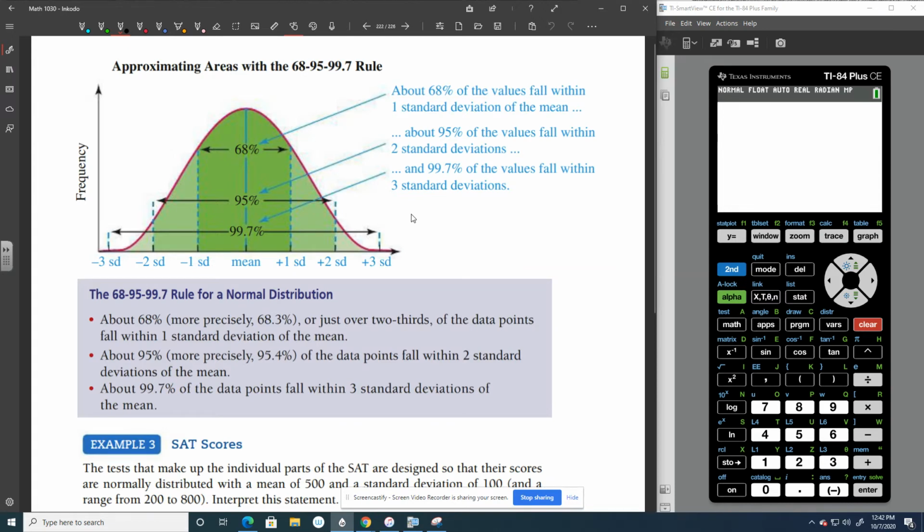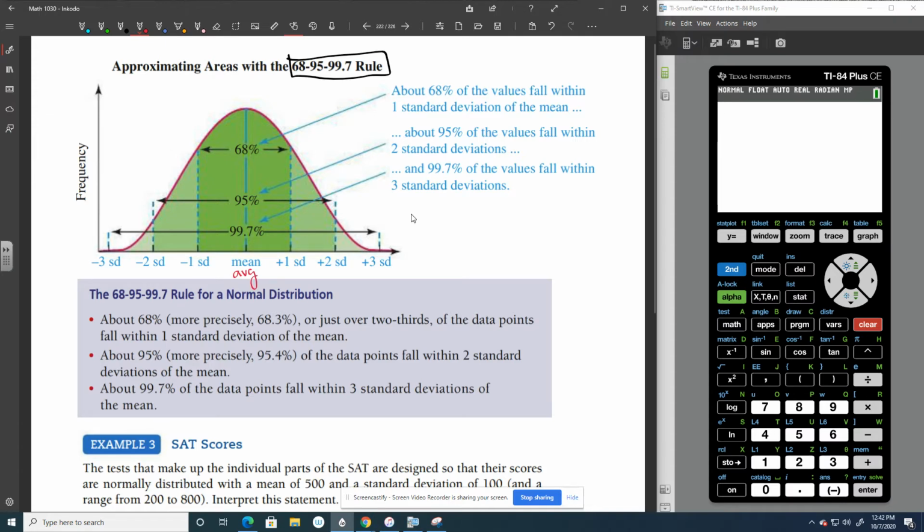Approximating areas. Okay, so again, we're approximating, so our numbers aren't exactly right, but there's this rule called the 68-95-99.7 rule. And that's one that you're going to want to memorize. That's one that you're going to want to have down by the end of this. Now, what this says is if this is my normal distribution, right here in the middle, I've got my average, I've got my mean right here.